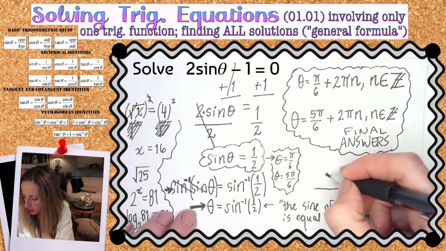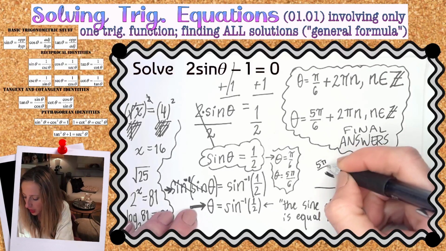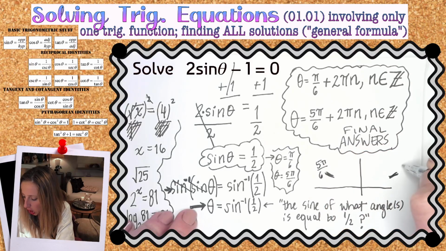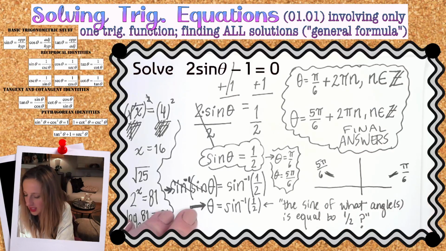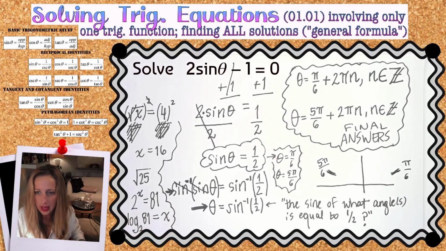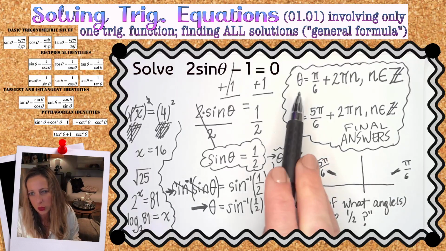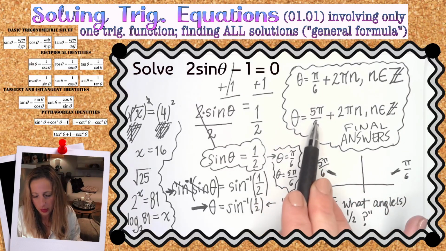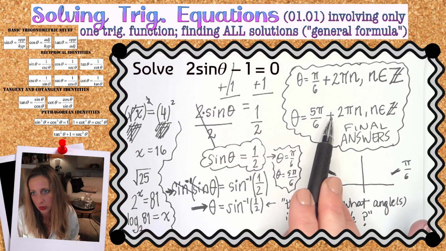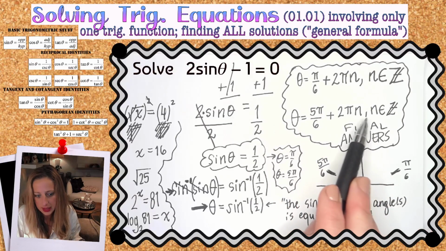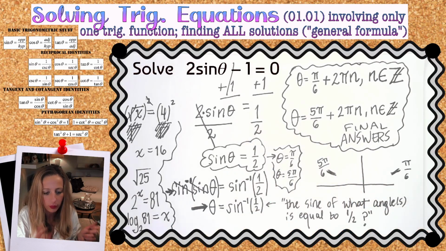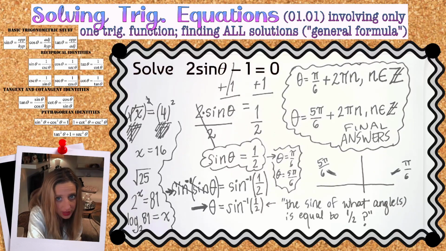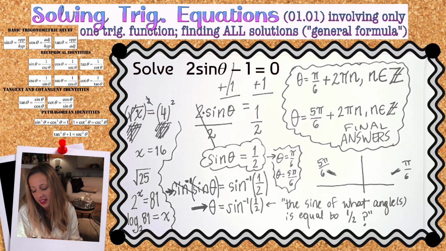So right there is your 5 pi over 6, right? And over here is your pi over 6. That's where they land. Obviously, if you did it in degrees, you would write 30 degrees, and instead of 2 pi, you'd write 360. And you would write 150 degrees, and instead of 2 pi, you would write 360n, okay?